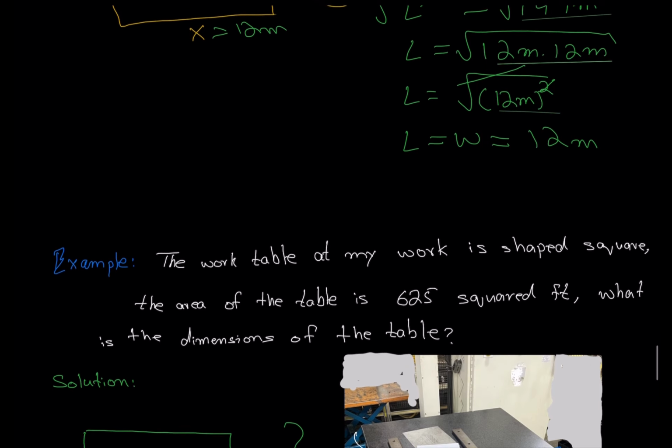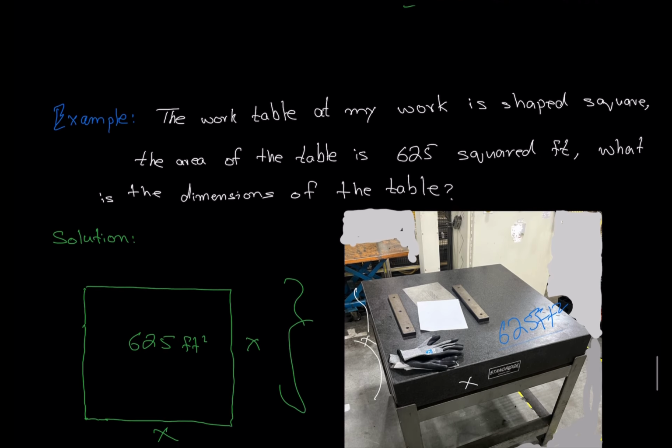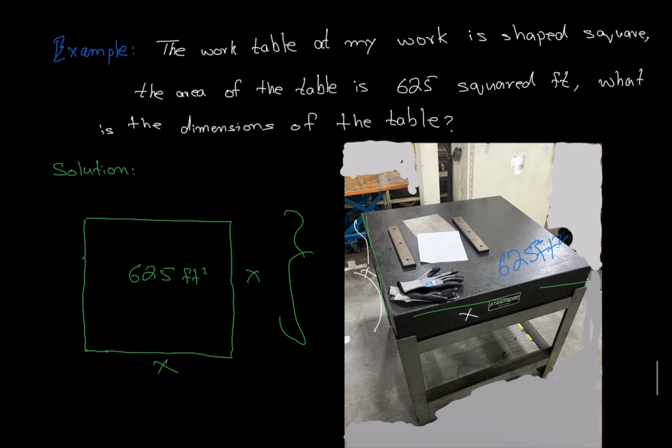Okay, last example here. The work table at my work is shaped as a square. The area of the table is 625 square feet. What is the dimension of the table? So it's asked to find this length and that length. So the area is given, 625 square feet. We've got to find this length and that measurement here too. So this is actually a table at work. So how do we do that?